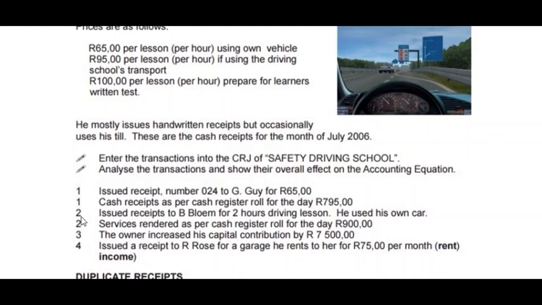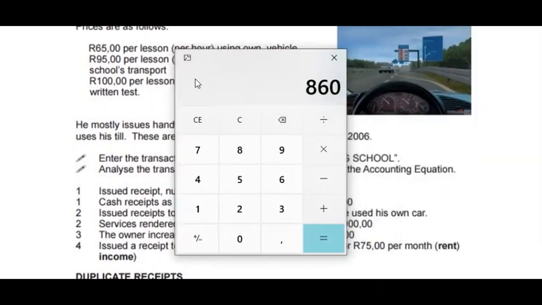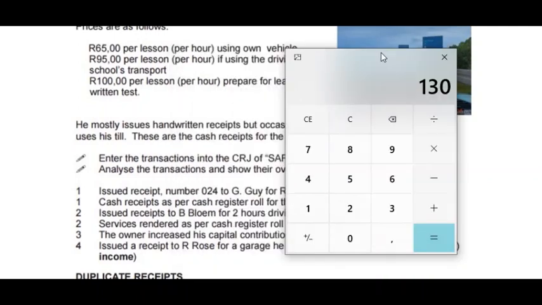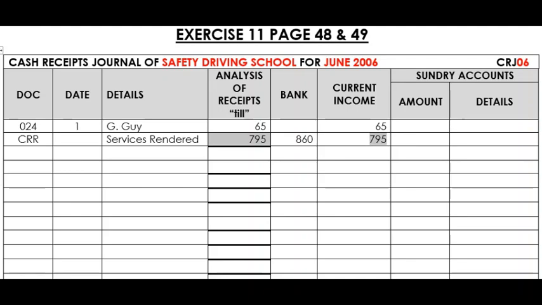Then if you look at the second, we also have 2 transactions. So once again, analysis of receipts and bank will be tricky. It says issued receipts to B Bloom for 2 hours driving lesson. He used his own car. Okay, so now you have to go and calculate it. That's a 2 hours driving lesson using his own car, so it will be 65 Rand per hour, but there's 2 hours, so you say 65 multiplied by 2 is 130 Rand. Okay. They didn't give you a receipt number, but you know that the previous receipt we issued was receipt number 24, therefore this receipt must be receipt number 25. It's on the 2nd, B Bloom, 130 Rand because it's 65 Rand per hour multiplied by 2.